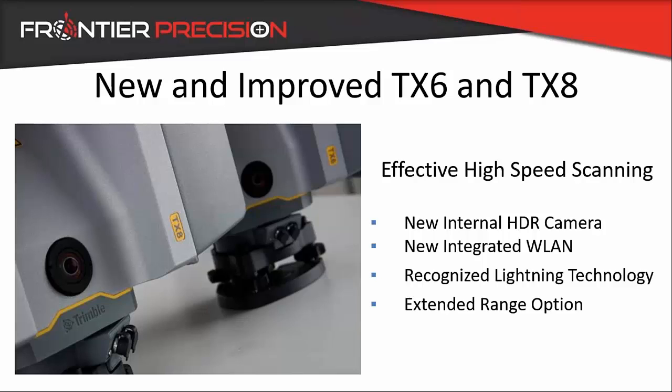A couple of other new releases that I do want to make mention of on the scanning side. They introduced a new scanner called the TX6 and made some improvements to the existing TX8 scanner that I want to address. Some of them are highlighted here below. Again, this is a high-speed laser scanner where we're scanning several hundreds of thousands of points per second, or even up to 1 million points per second.